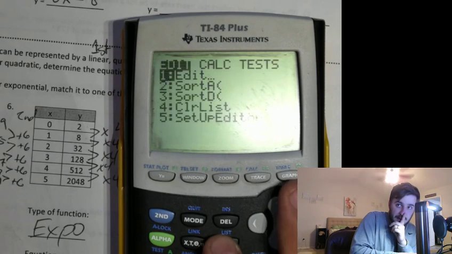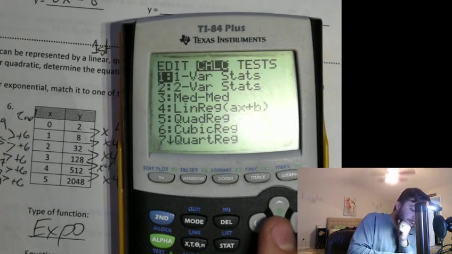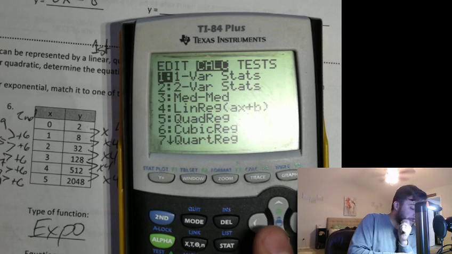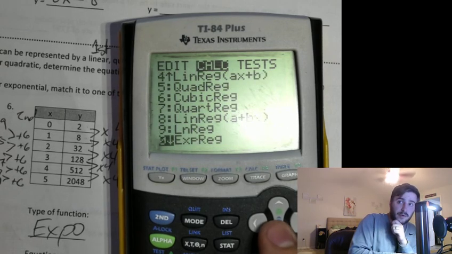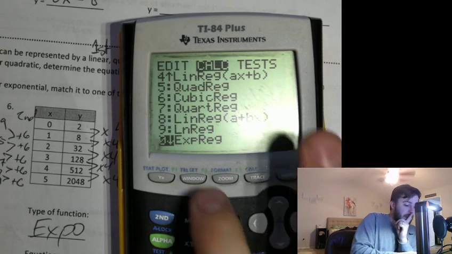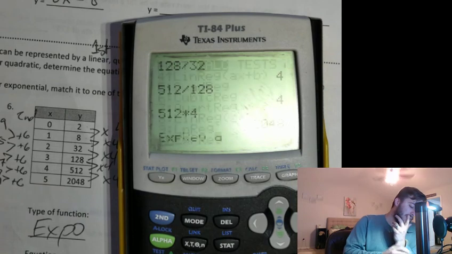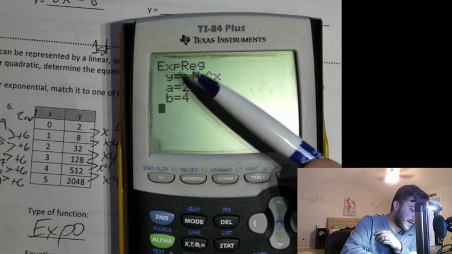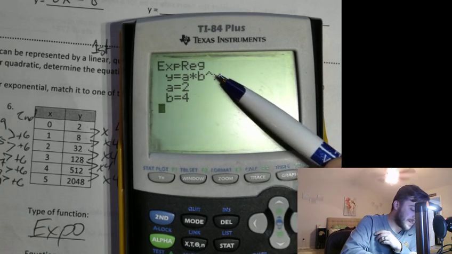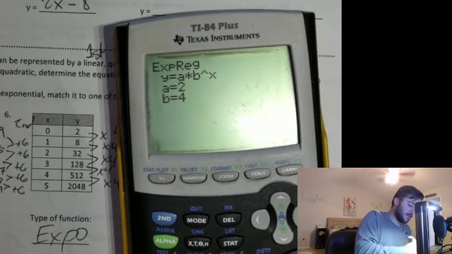We get stat, calc. Now I'm seeing a cubic reg, a quad reg, a lin reg, but what we're looking for is exponential. Oh, exp reg. They're leaving out the O, we can always do that. Check it out, exp reg. There we go, it's done. y equals a times b raised to the x. So a is 2, b is 4. So what does that look like?